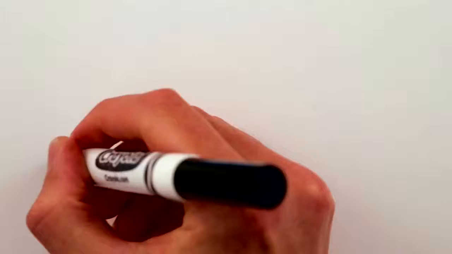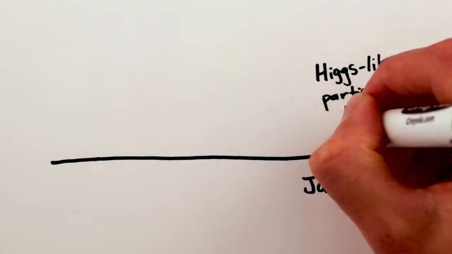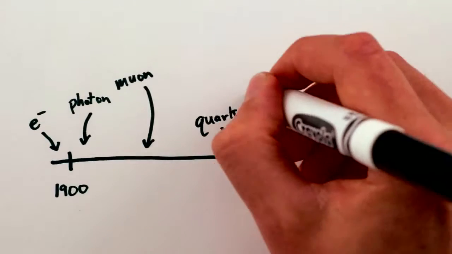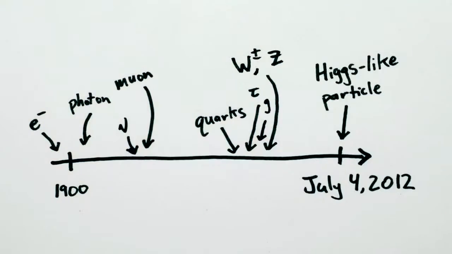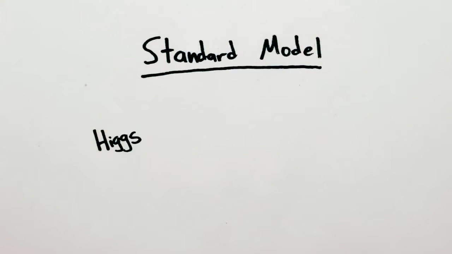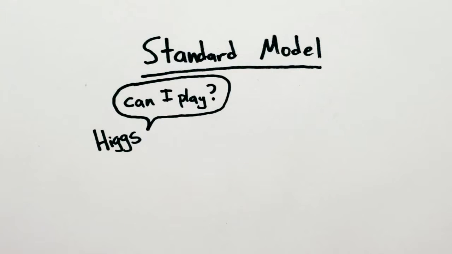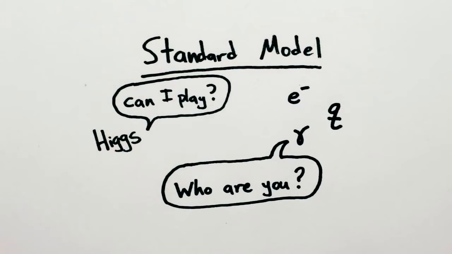Let's cut to the chase. As of July 4th, 2012, the Higgs boson is the last fundamental piece of the standard model of particle physics to be discovered experimentally. But you might ask, why was the Higgs boson included in the standard model alongside well-known particles like electrons and photons and quarks if it hadn't been discovered back then in the 1970s? Good question. There are two main reasons.